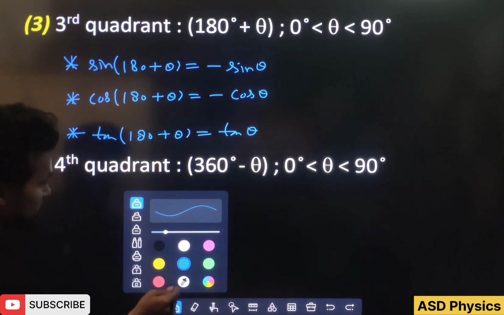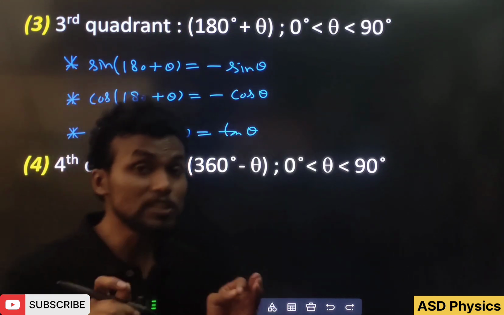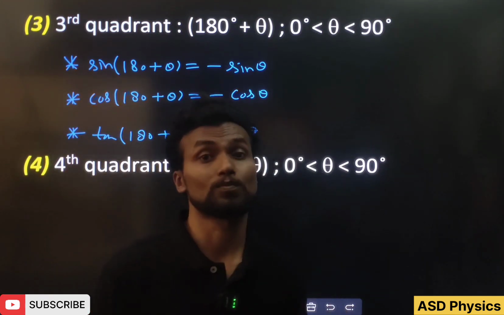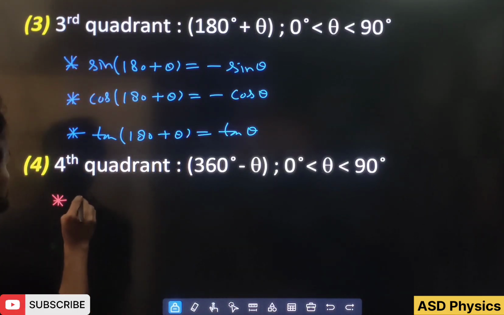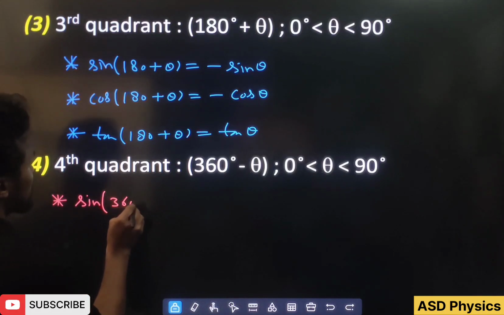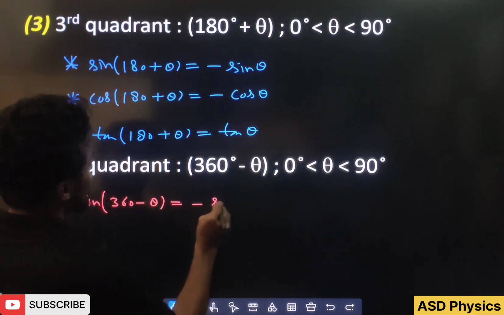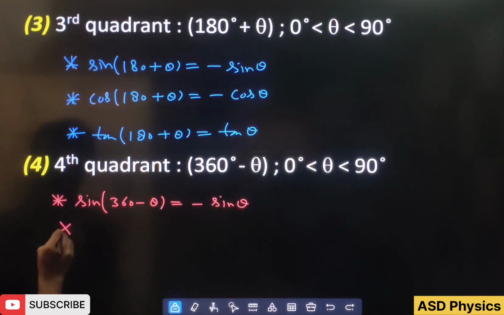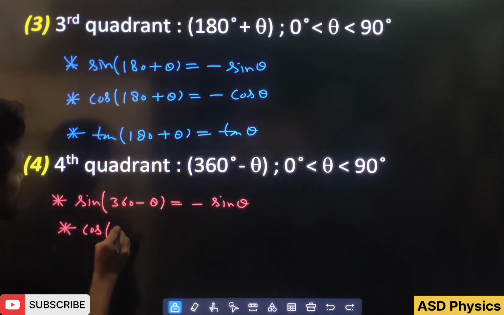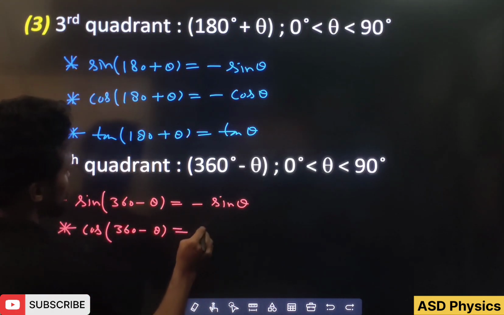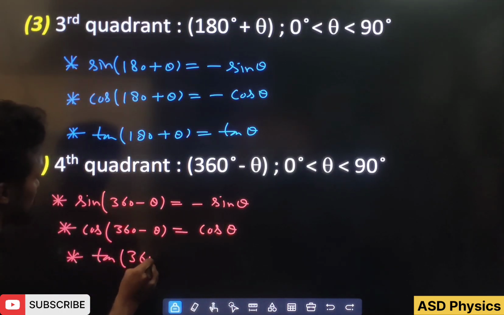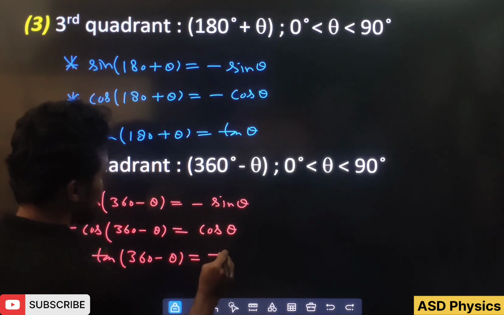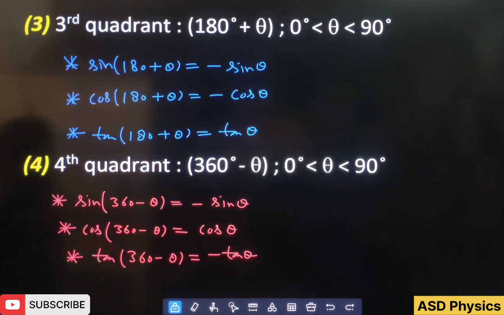And now students, the last one, the fourth quadrant. In that, only and only cos is positive. ASTC. So sine 360 minus theta will be minus sine theta. Remember, only cos is positive. Cos 360 minus theta is cos theta. And at the end, tan 360 minus theta will again be minus tan theta. Okay students, I hope you are understanding these basics very well.